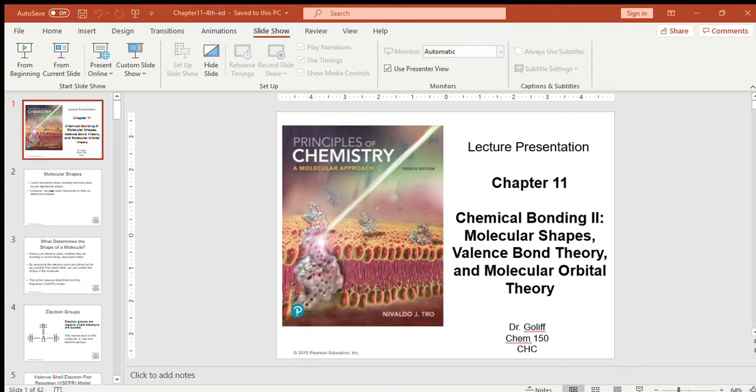We need to remember that atoms can't get too close to each other because then the nuclei will repel each other. And if they're too far apart, well, you don't have a bond. So you have to find a happy medium where you have a shared space to share your electrons without getting too close. So there's a balance between attractive and repulsive forces that determines the length of your bond.